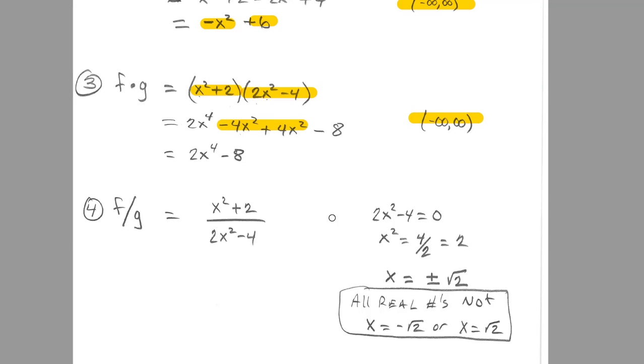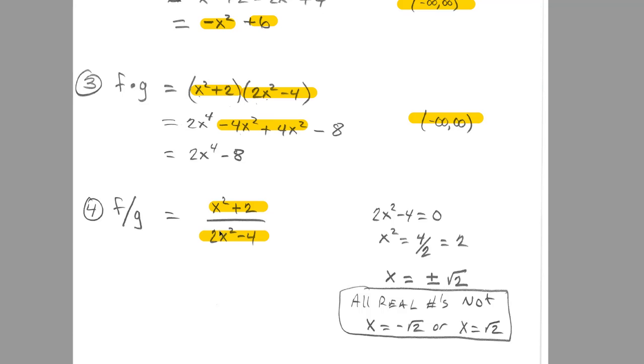And then finally, f divided by g. So I have f, x squared plus 2, divided by g, which is 2x squared minus 4. Now I'm not going to simplify this any more than that. I'll just leave it like that.